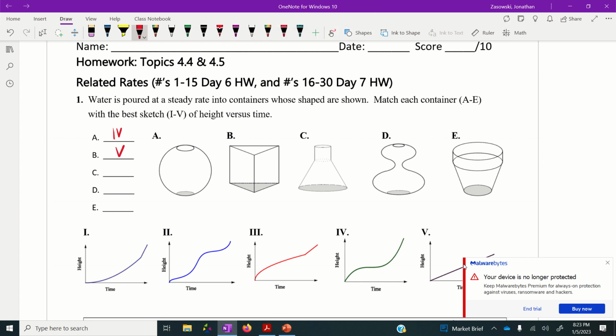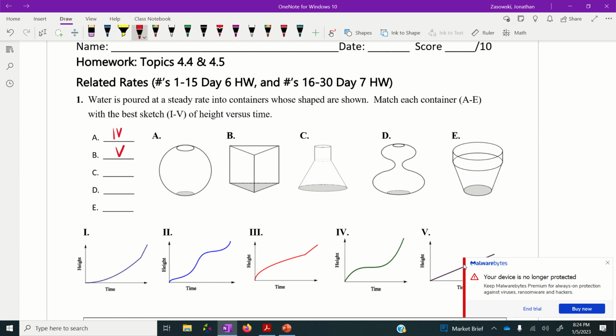All right. For C, it's going to be slowly increasing. And then it's getting quicker and quicker and quicker, because you can see, if you do the tangent lines, notice the tangent lines are getting steeper and steeper and steeper. So it's filling up quicker and quicker, and then eventually it kicks up at a constant rate. So this is going to be this choice right here for C.